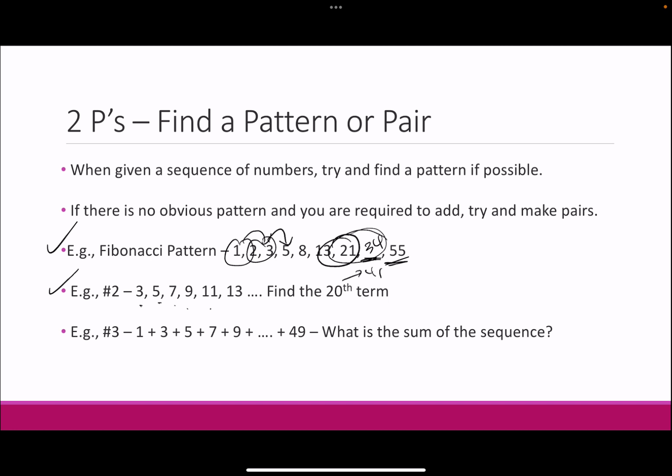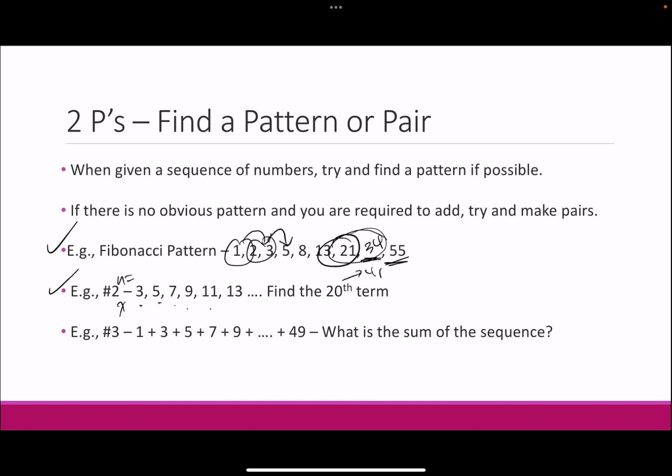Okay, so that was pretty quick. But keep in mind, this pattern is pretty simple. They're not going to ask you something like this. It'll usually be quite a bit harder. So you need to find another way of finding the 20th or 40th or 100th term, depending on what they ask you. So I'm going to introduce two letters called N and X.